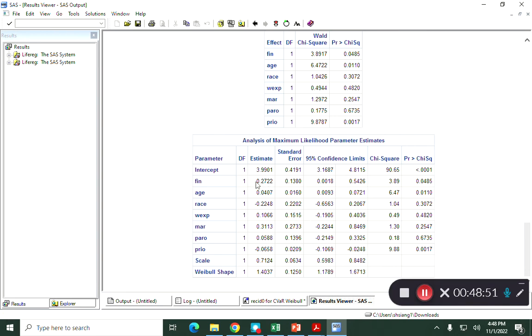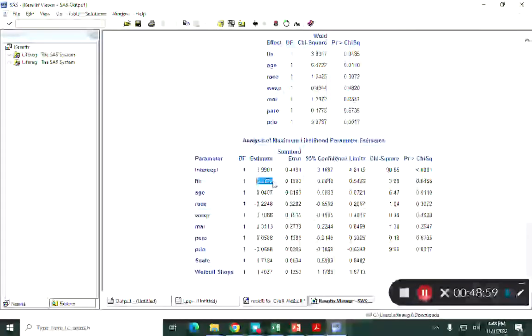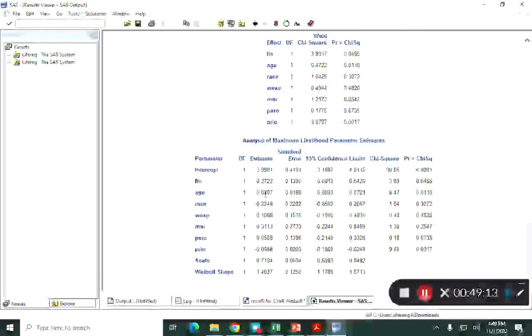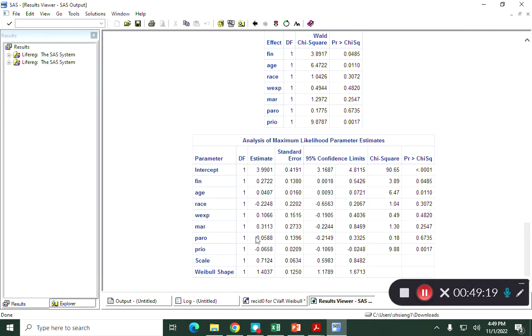Finance is positive to life or negative to life, to survival? It's positive. Give them finance, they last longer. Age, positive. The older they are, the more experience they have. They know how to run away, not getting caught, or they just get mature, understand crime is crime, not committing any crimes. Okay?